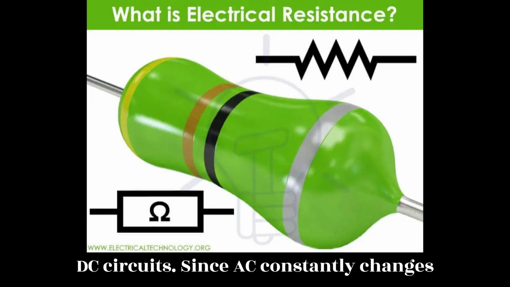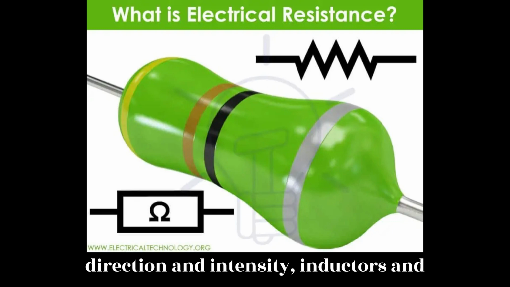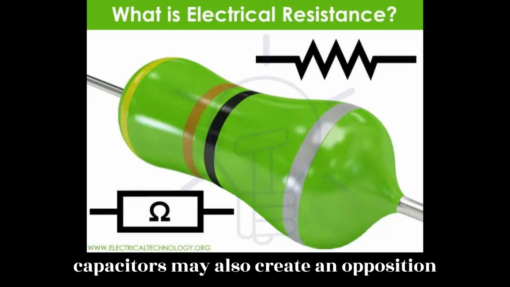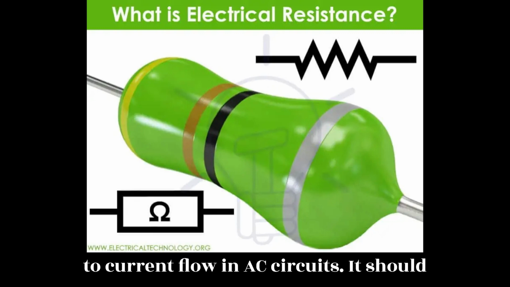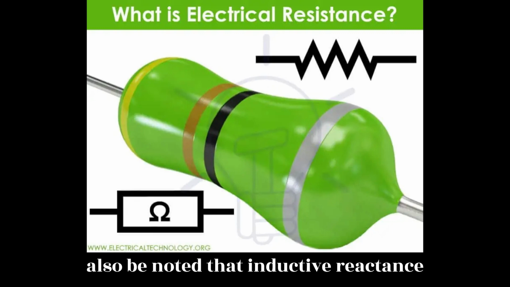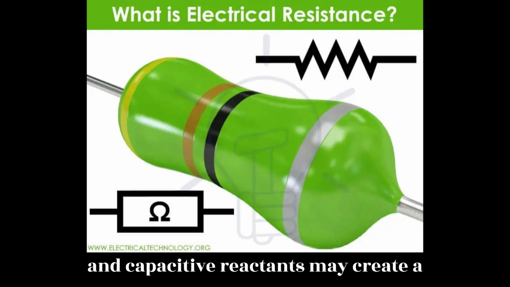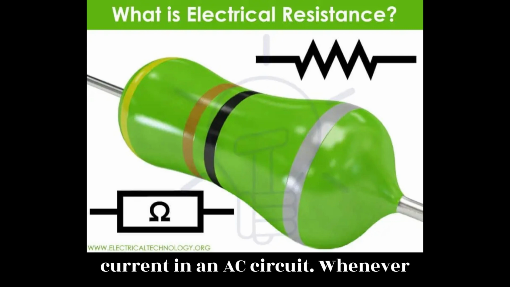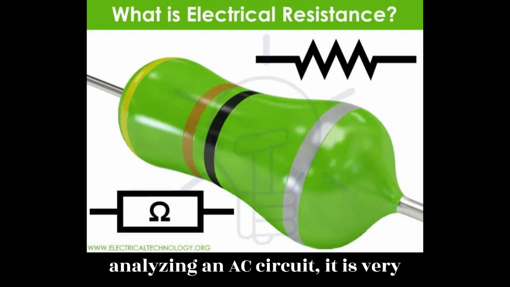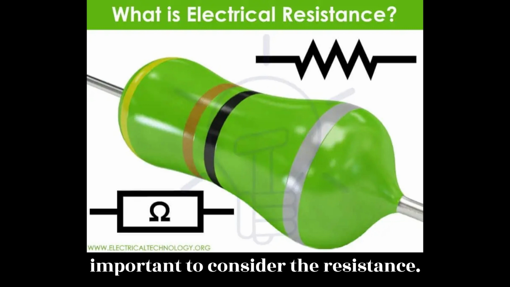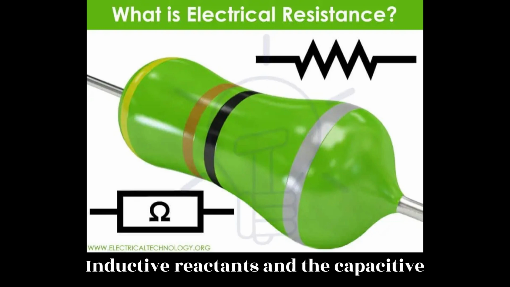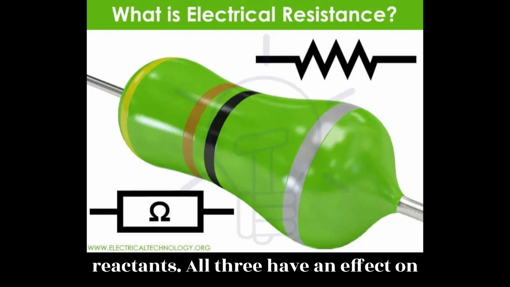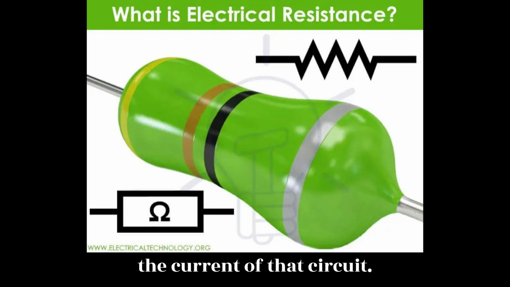Since AC constantly changes direction and intensity, inductors and capacitors may also create an opposition to current flow in AC circuits. It should also be noted that inductive reactance and capacitive reactance may create a phase shift between the voltage and current in an AC circuit. Whenever analyzing an AC circuit, it is very important to consider the resistance, inductive reactance, and the capacitive reactance. All three have an effect on the current of that circuit.